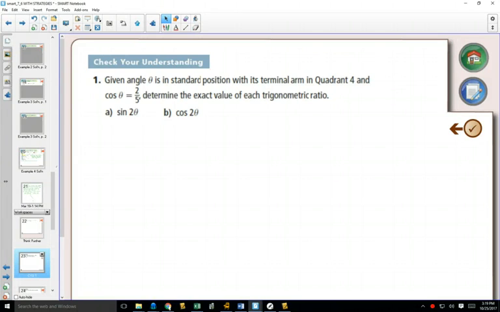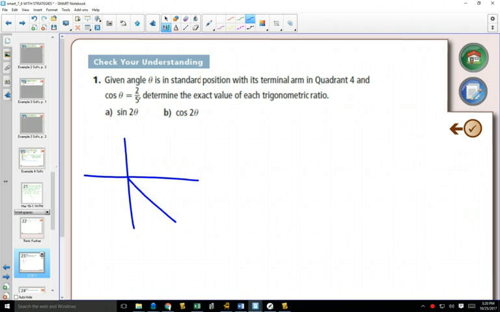Given angle theta is in standard position, terminal arm in quadrant 4, and cos theta equals 2/5. We've had questions that start this way before. Even before I get to what the question is, what kind of question does this remind you of? A triangle question. So chances are a really good strategy for figuring this out is going to be to draw a triangle in quadrant 4 with your reference angle. And since we know cos is 2/5, we know this side is 2, this side is 5.